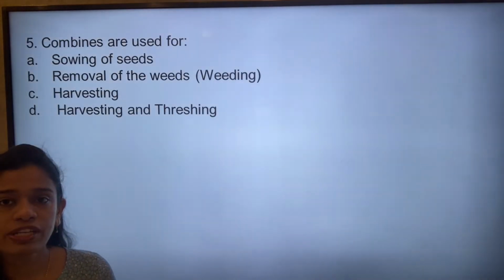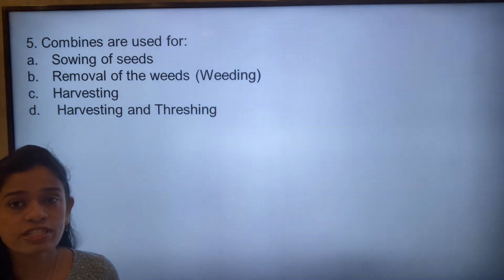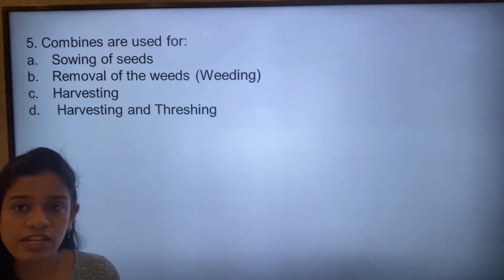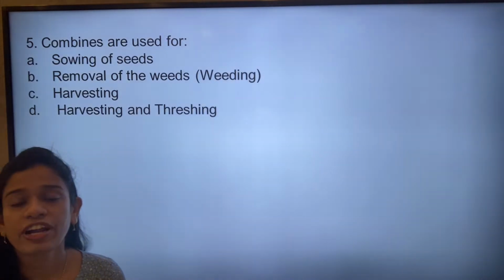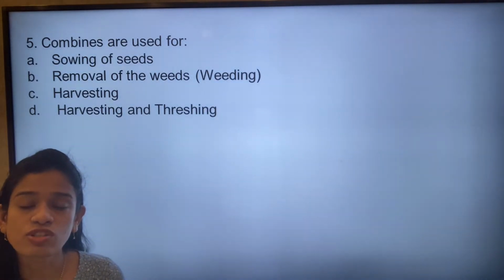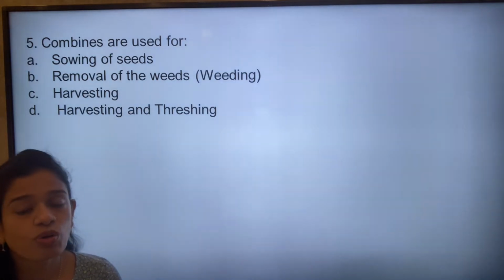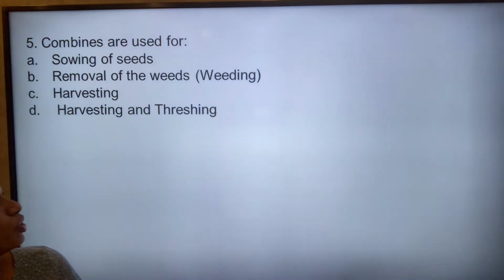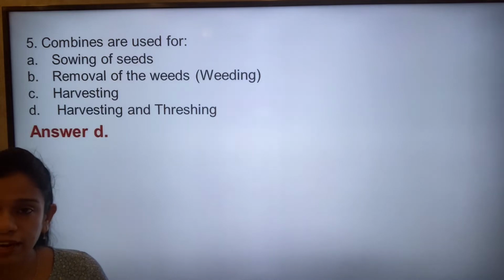So the next question, combines are used for sowing of the seeds, removal of weeds, that is weeding, harvesting, as well as threshing. So we have read in the previous video when I talked about the chapter crop production and management, I told you combine is a machine that is used for both the purpose of harvesting as well as threshing. So option D is the correct answer.